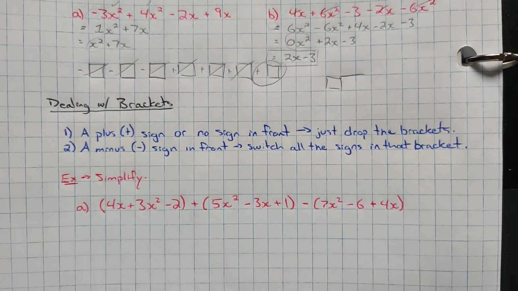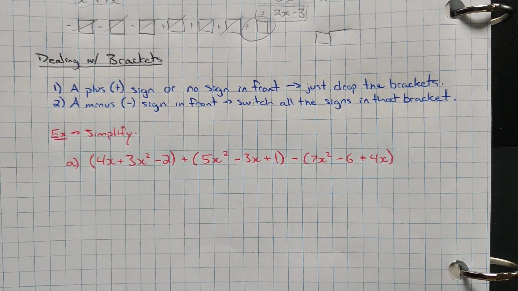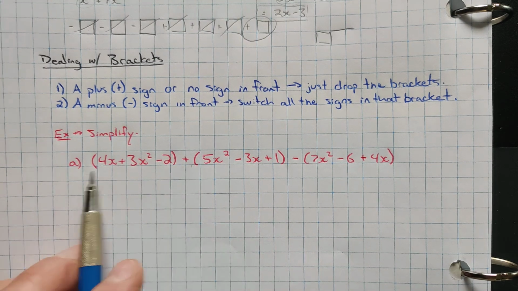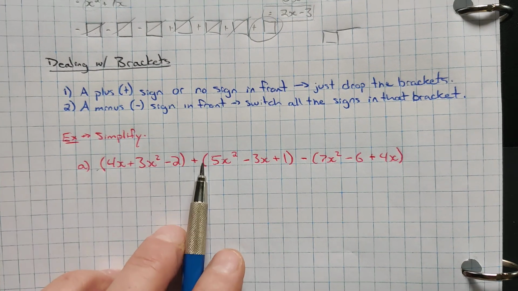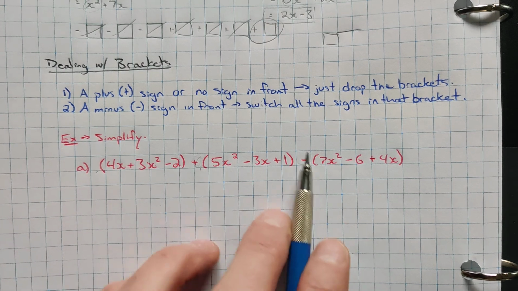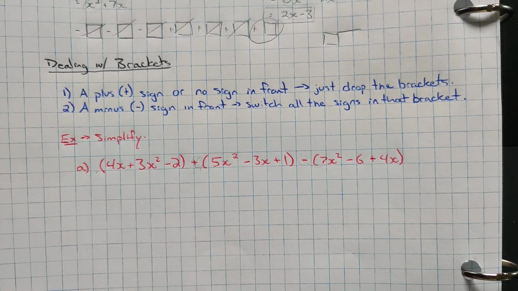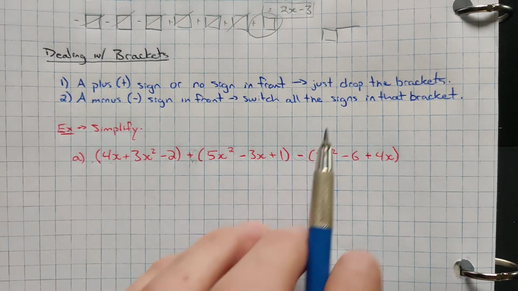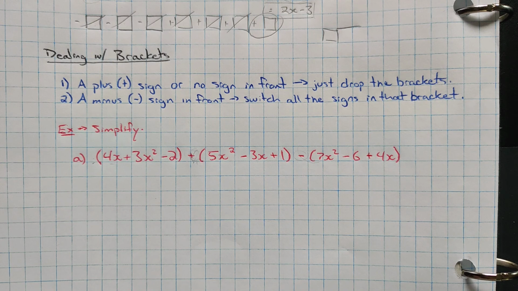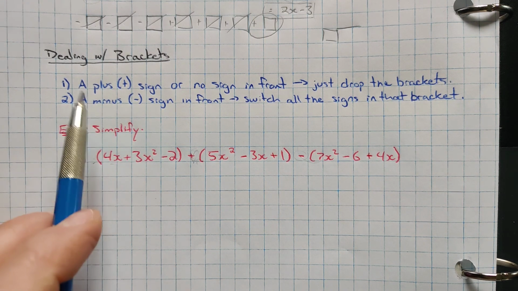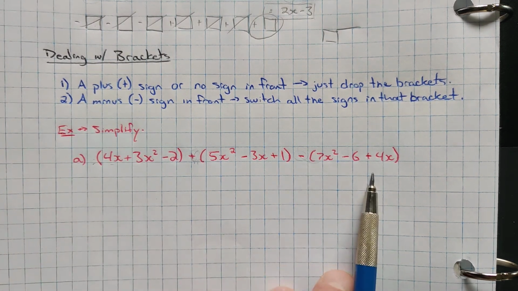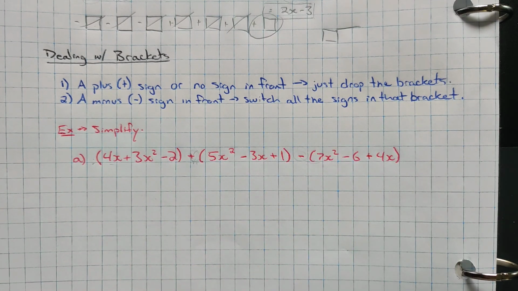In the last part of this one, we're just going to look at when we have the case of dealing with brackets with no numbers in front of the brackets here. So here we have no number in front of a bracket, no number, just a plus sign, no number, just a minus sign in front of the bracket. So in the cases where we have a plus sign or no sign in front, like the first two, we just drop the brackets. Just get rid of them. They're not required. In the case where we have a minus sign in front, like the third one here, we're going to switch all the signs in that bracket around. So they're going to become their opposite.